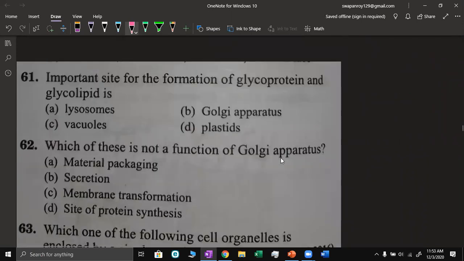Next question: important function or important site for the formation of glycoprotein and glycolipid. What are glycolipid and glycoprotein?